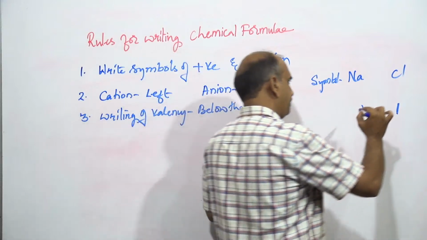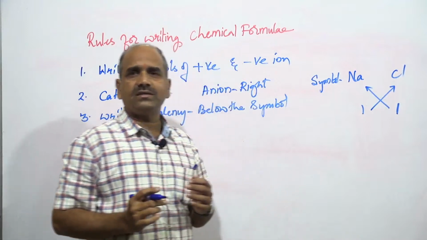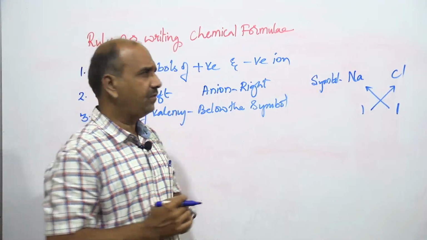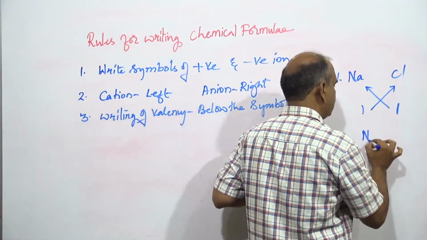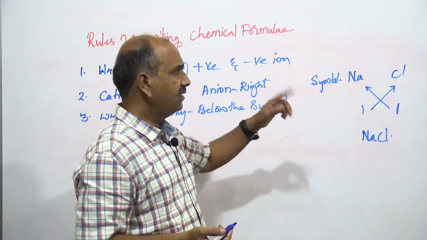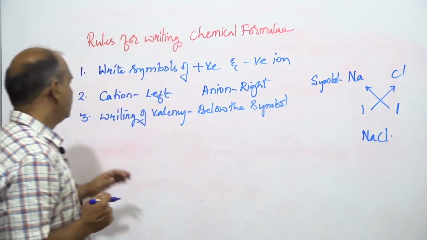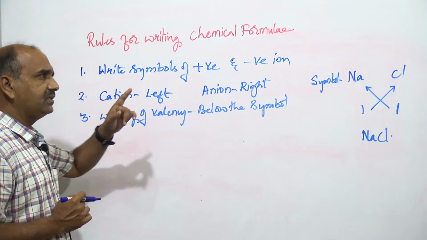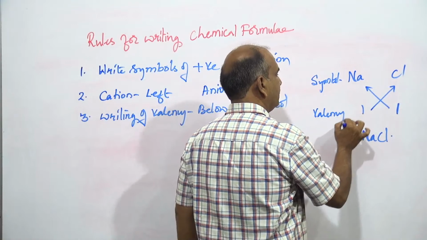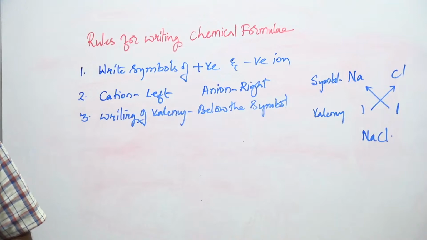So when you cross them, it's something like taking the LCM. So the overall formula that you get is NaCl. After crossing, you write the valencies, and that is the next step. This was a simple example, sodium and chlorine 1:1. Then finally you write the formula there.